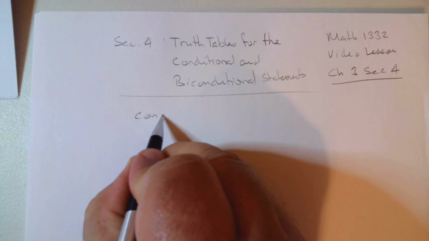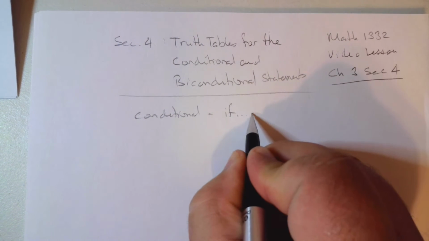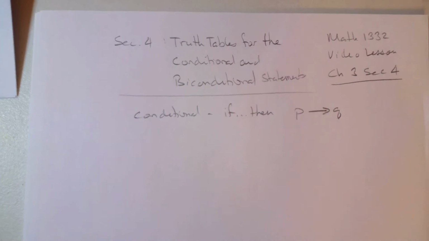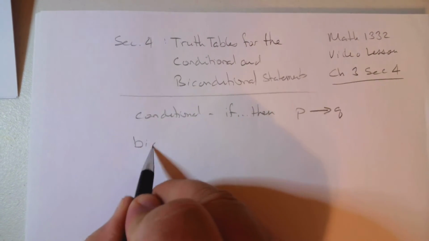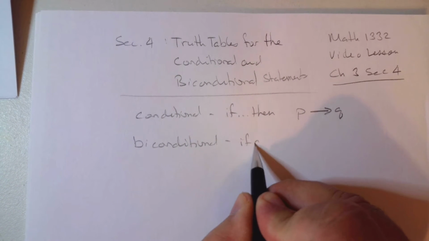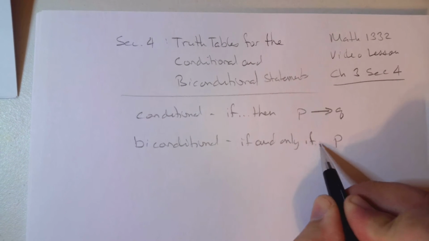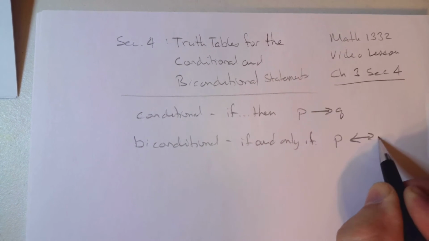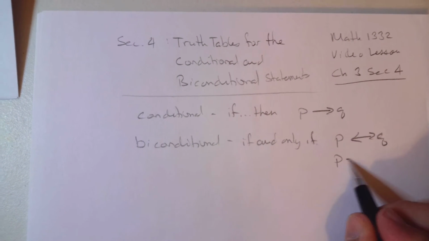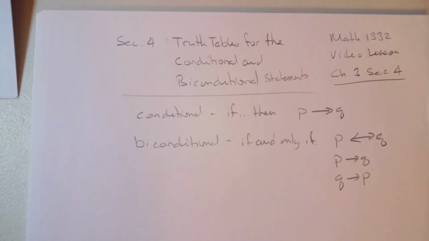Remember, conditional was the if-then. It looks like that. The biconditional was the if and only if statement, and it looked like this, which means it has to be true both ways. It means if P then Q, and if Q then P. It means both of those.